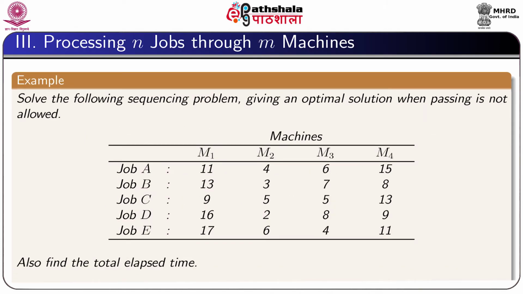We will now consider another example. Solve the following sequencing problem giving an optimal solution when passing is not allowed. Here we have 4 machines and 5 jobs, and we have to find the total elapsed time for this problem.